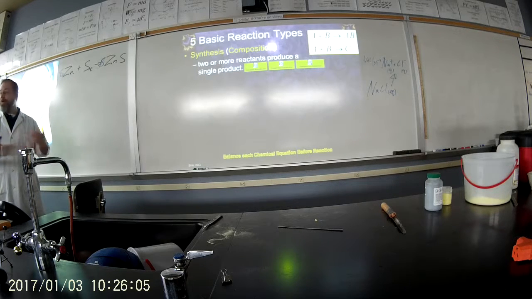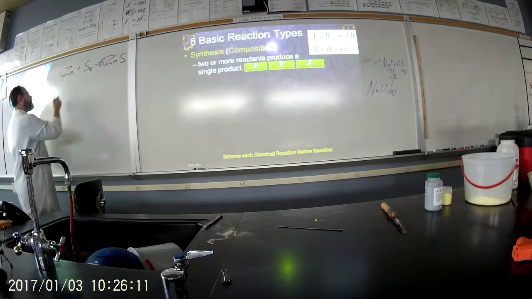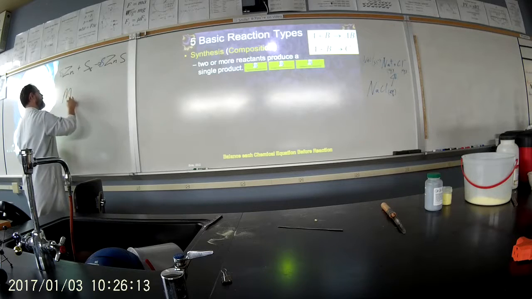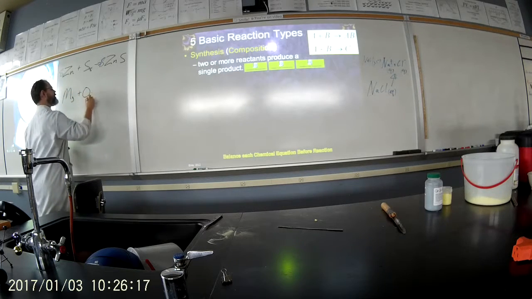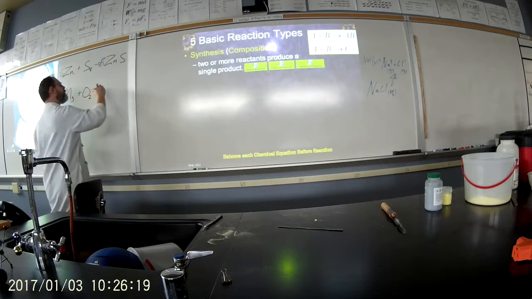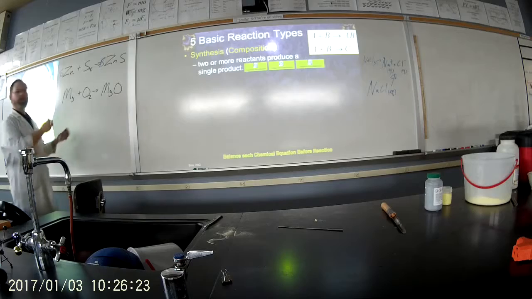Now, that reaction requires high temperature to get going. So, to get it going, I'm going to take some metal magnesium, a little metal strip, and I'm going to react it with oxygen, and it's going to produce a white powder called magnesium oxide. I would like you to balance that, please.